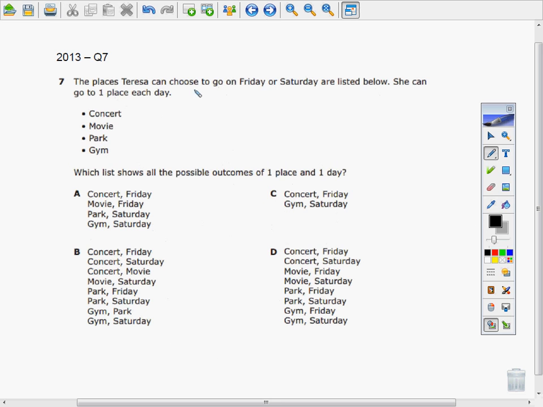The places Teresa can choose to go on Friday or Saturday are listed below. She can go to one place each day, and she has 4 different options. So she has 2 days to choose and 4 different options of places to go. So we are supposed to have 8 different outcomes. When you look at this one, there are not 8 outcomes. When we look at this one, there are 8 outcomes, but concert is repeated 3 times. Each item should repeat 2 times, by day, Friday and Saturday, and D as in dog is going to be our answer.